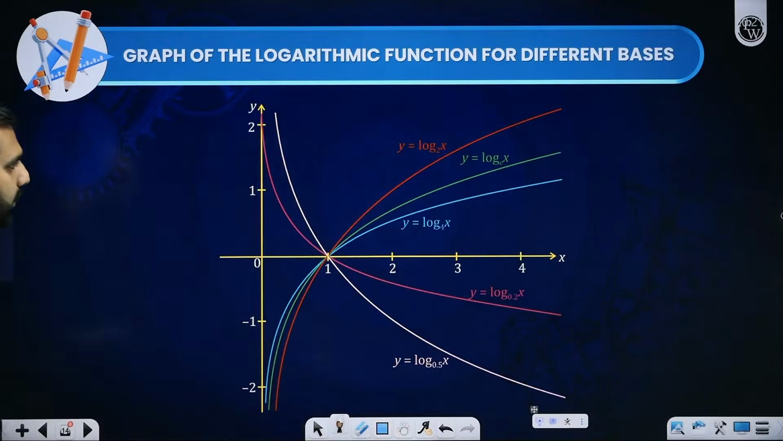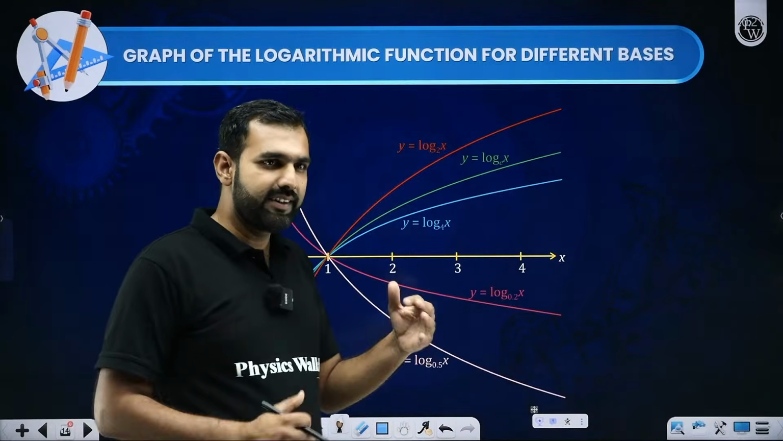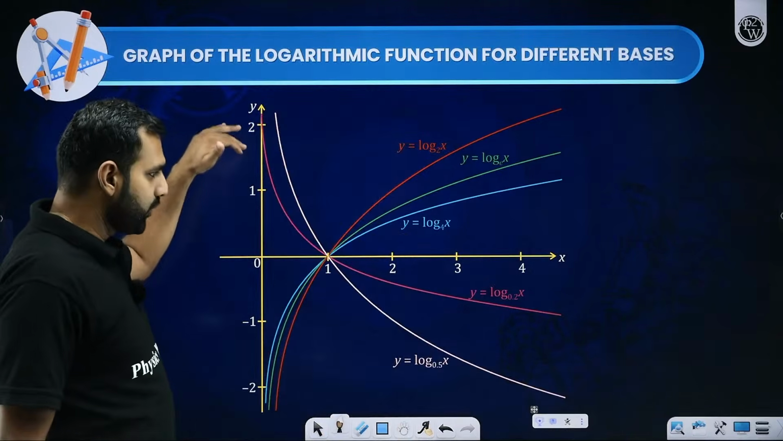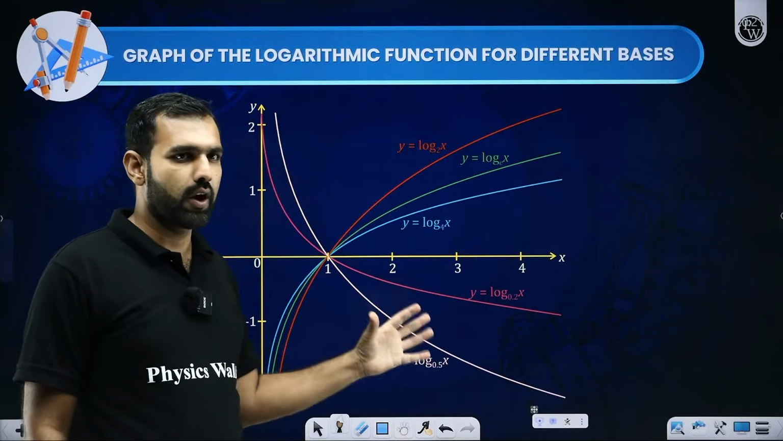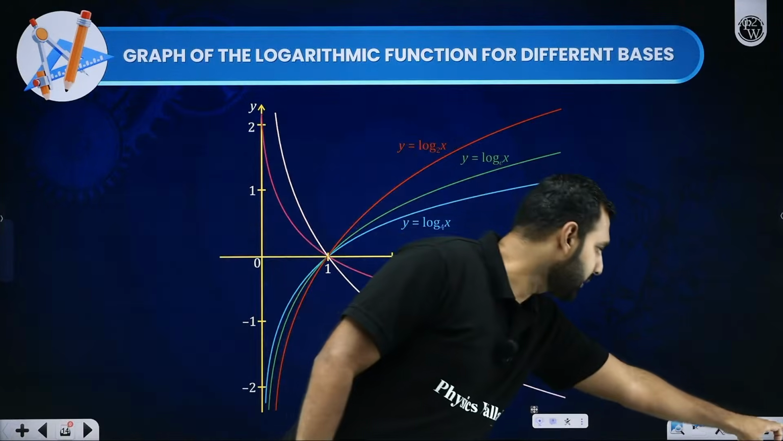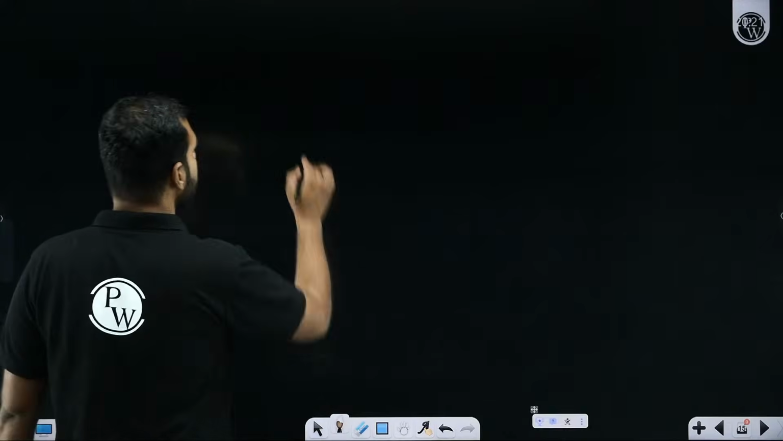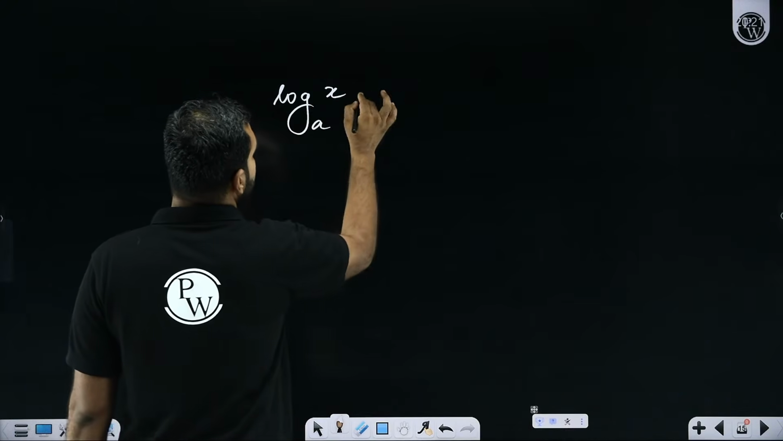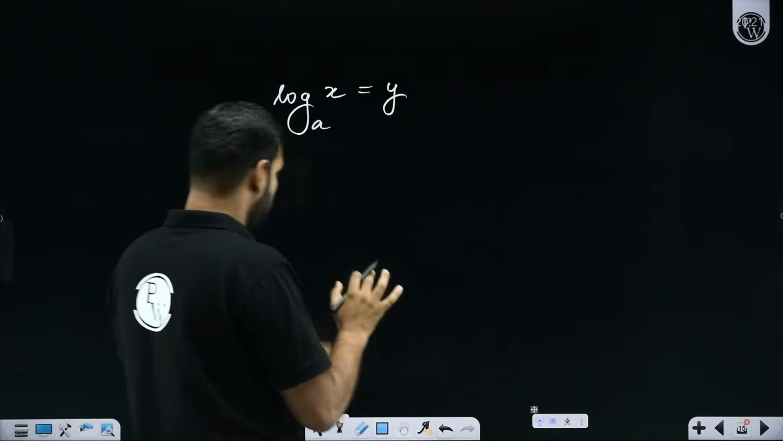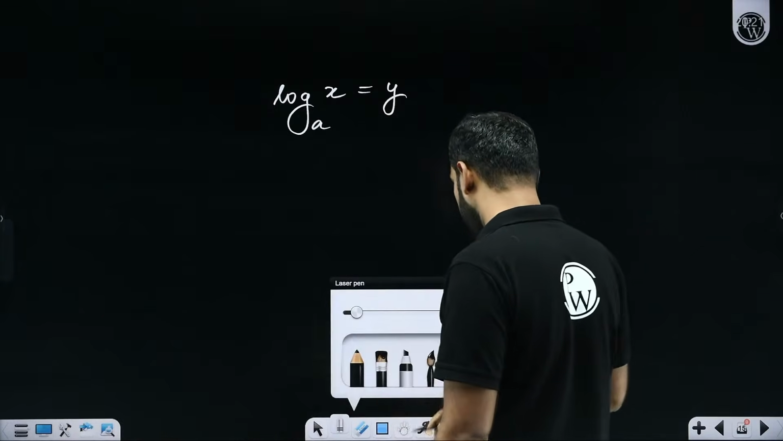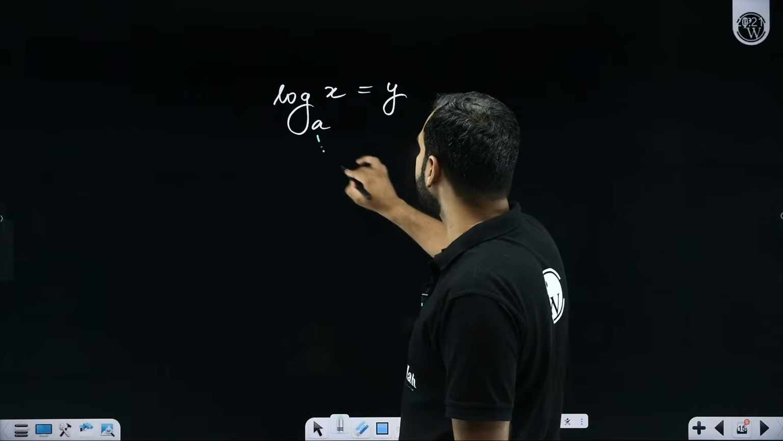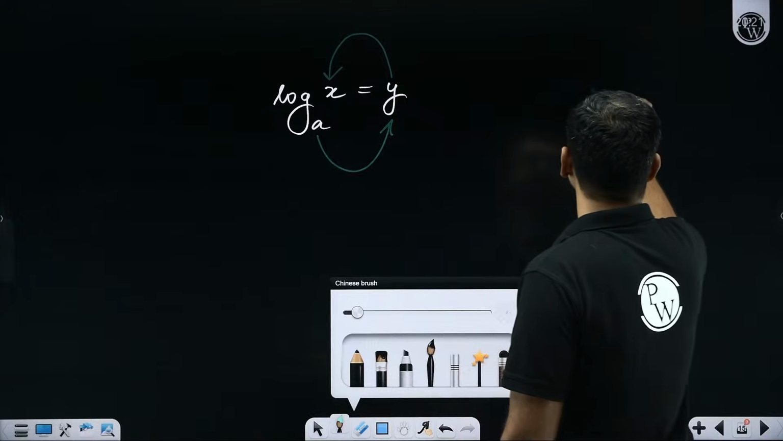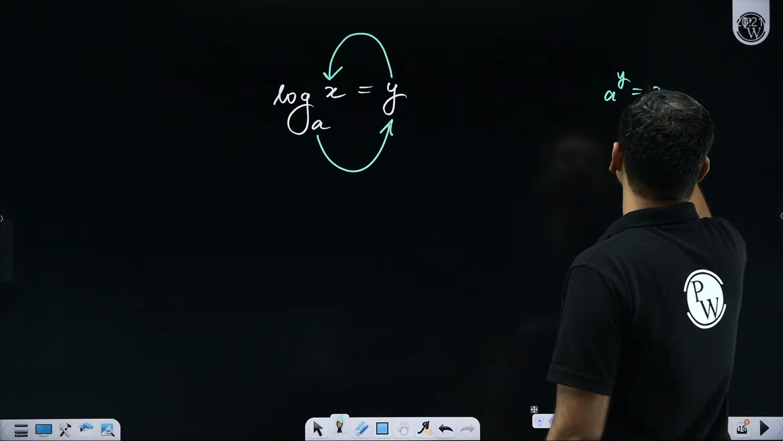So far, no confusion. So logarithm is an inverse function of exponent, which means the way exponent was behaving, in the same fashion logarithm will behave. Which means here, if I again wish to define logarithm, pay attention everyone, log of x at base a is given as y. So if I want to write it in its exponent form, it will say a to the power y is equal to x.